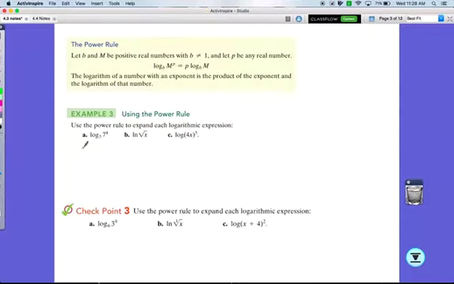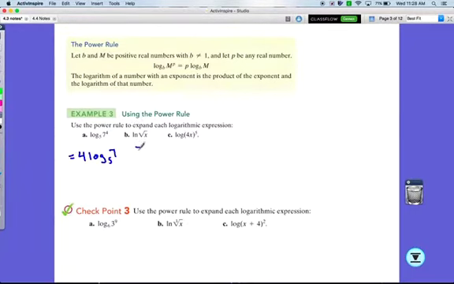Okay, so let's look and see what we can do with that. The log base 5 of 7 to the 4th, I can rewrite that as the power out front times the log base 5 of 7. All right.